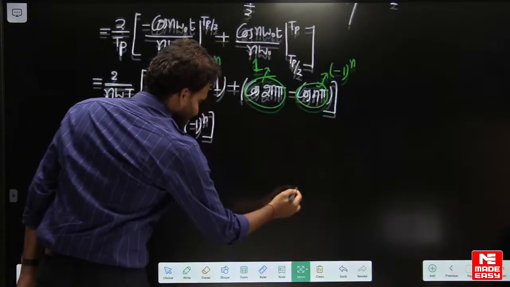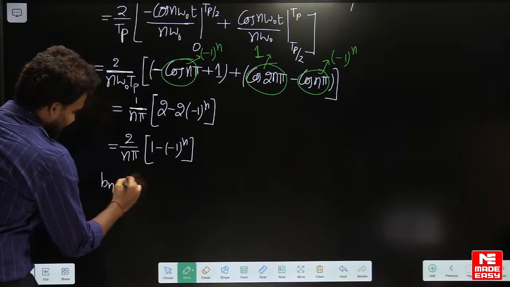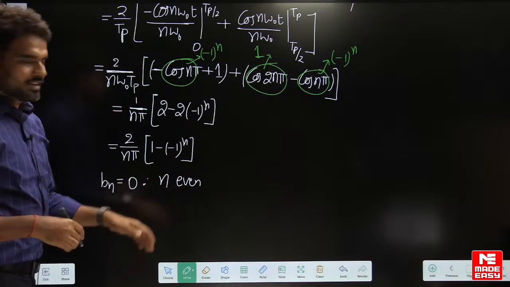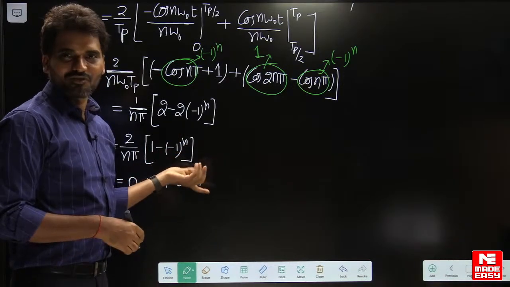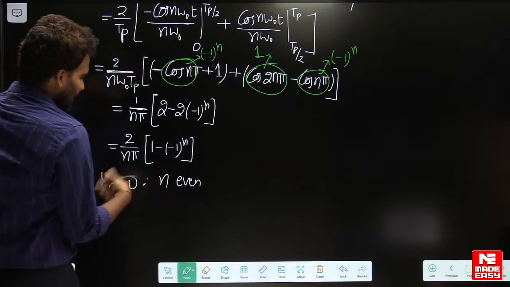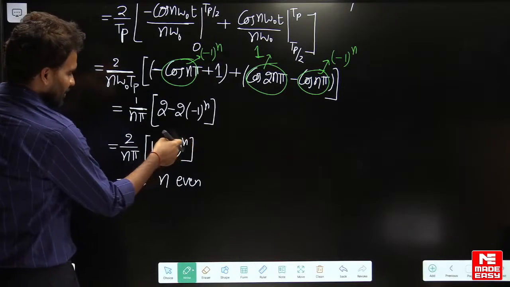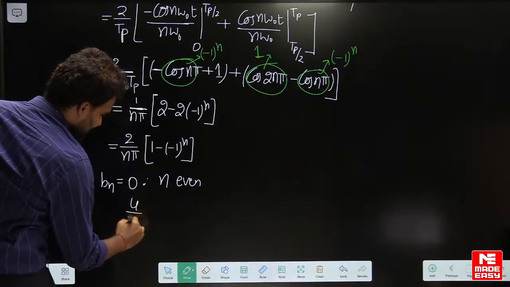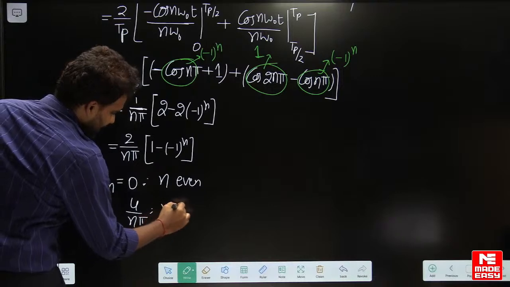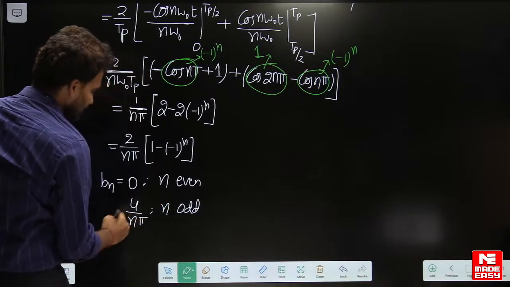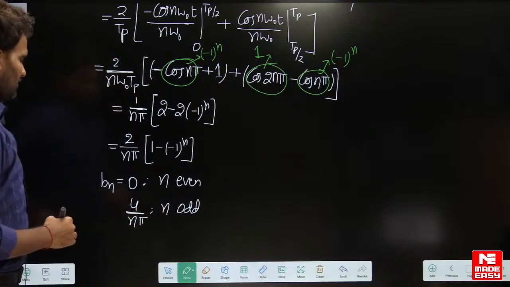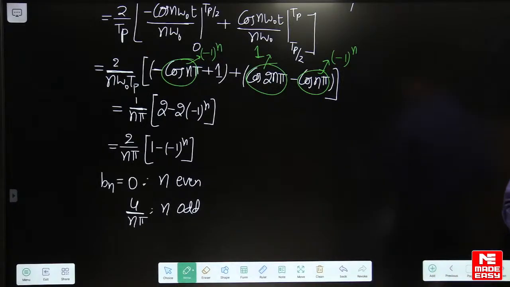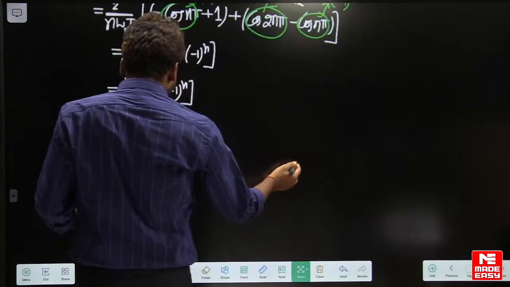Now, this bn I can write: it is equal to 0 if n is even, because minus 1 power n will be 1 only, so 1 minus 1 will be 0. And if n is odd, minus 1 power n is minus 1, so minus minus will become plus, so it is 4 by n pi. So if n is odd, bn will be equal to 4 by n pi.